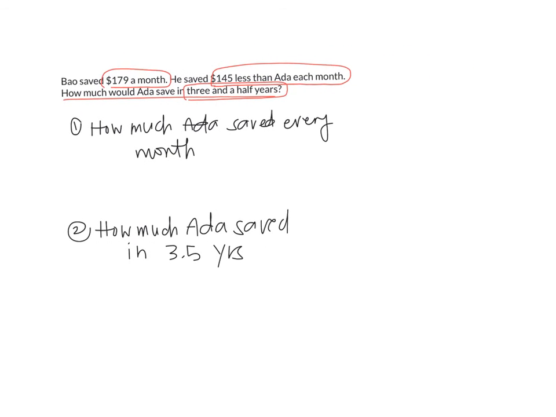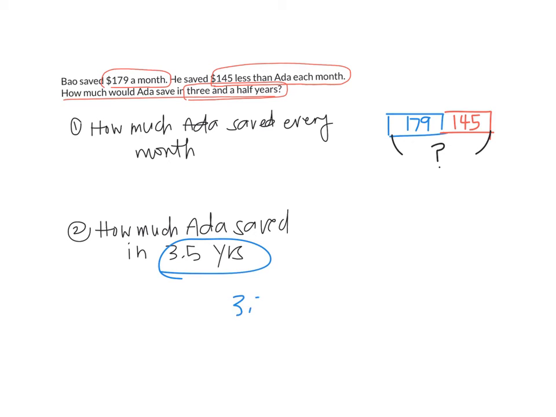How are we going to figure out how much Ada saves every month? Well, we know that Bao saved 179 per month, and Ada saved how much more than that? 145. So to figure out how much Ada saved altogether, we have to add 179 and 145. Once we do that, how can we figure out how much she saved in 3.5 years? Well, how many months are there in 3.5 years? It's kind of like a mini step, right? We have to do 3.5 times 12, because we know that there are 12 months in 1 year.